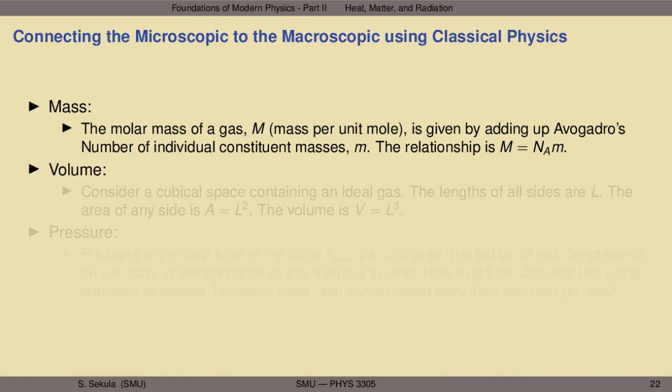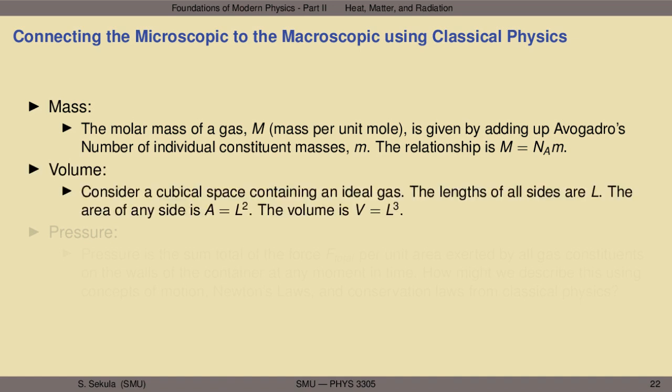What about the volume of the gas? Well, to keep things simple, let's consider a nice cubical space containing our ideal gas. It has a fixed size, it has sides all of length L. And that means that the area of any side of the cubical space, the box in which we're holding the gas, is given by capital A equals the square of the length of any side. And that also means that the volume, capital V, is determined by the cube of the length of any side.